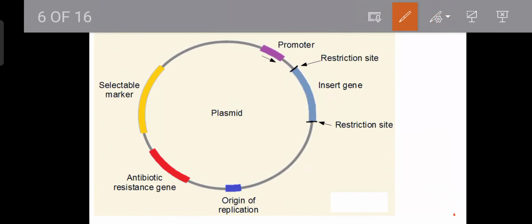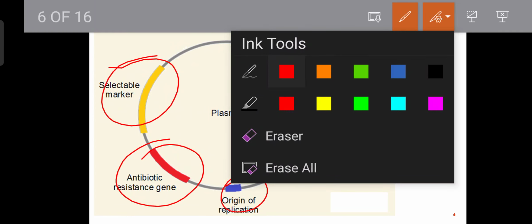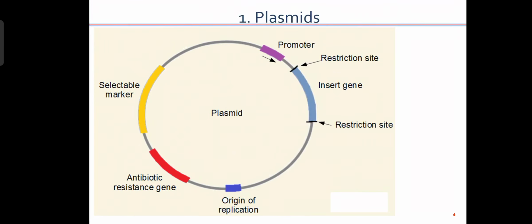You can see here, this blue segment is called the gene of interest or insert gene, and this gene can be cloned. Now these are the selectable markers, antibiotic genes, these are used as markers. Okay, and this is the segment called origin of replication site, from where replication can take place. So this is the arrangement that we find in plasmid.